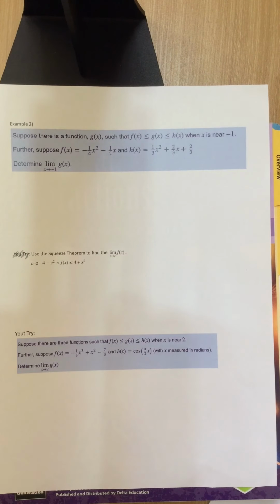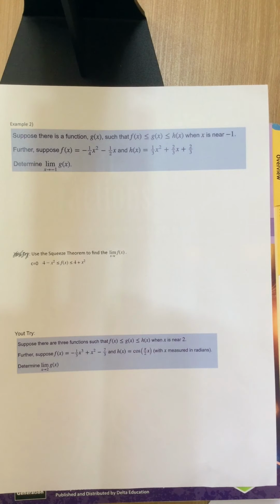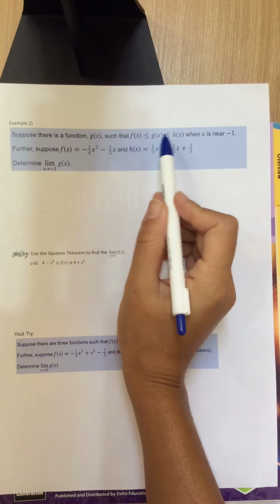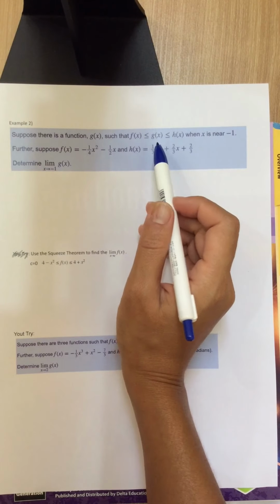Suppose there is a function g of x that is in between f of x and h of x when x is near negative 1 again. So there's the function for f of x, there's the function for h of x, and it's telling us to find the value of the limit at x equals negative 1 for g of x. When you see this sort of setup on a multiple choice question or on the AP exam, they're going to want you to use the squeeze theorem.